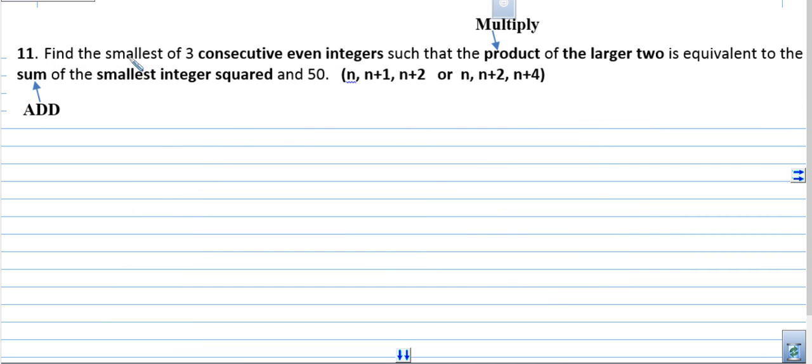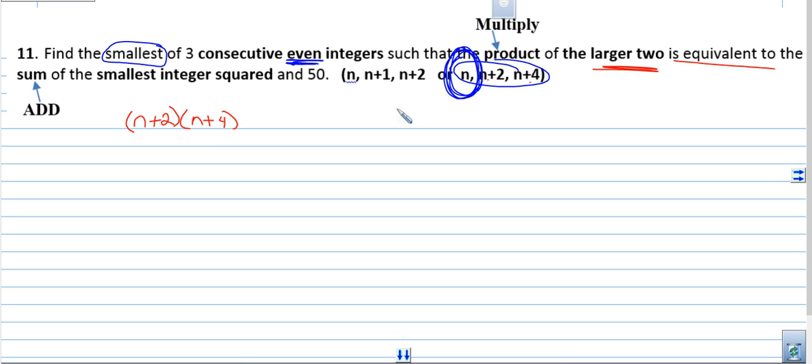Okay, so it says find the smallest of 3 consecutive even integers. So set the product, blah, blah, blah, and blah, blah, blah. Okay, so we know we have even. That's this one. Okay, and then we need the smallest, so that's going to be n. Okay, so now the product of the larger two. So now that's n plus 2 and n plus 4. So we're going to take n plus 2, and we're going to multiply it by n plus 4.